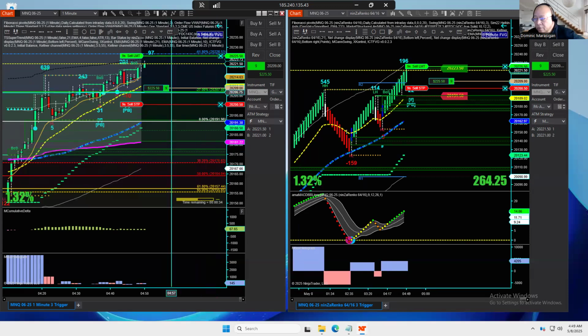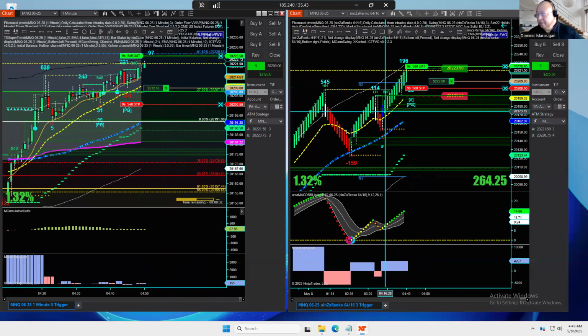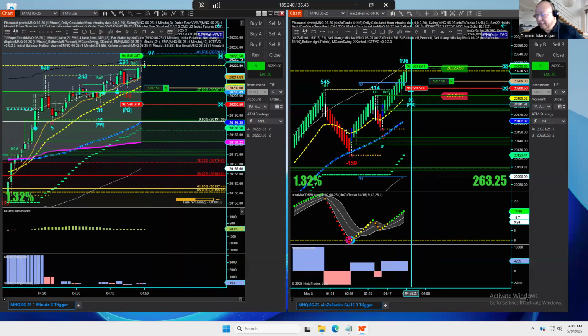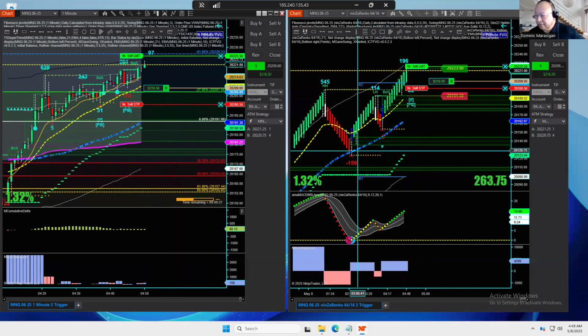So I like using the time based on 1 minute as well as the 6416 because you can see actually the move. You can see at least the momentum. It's all green.